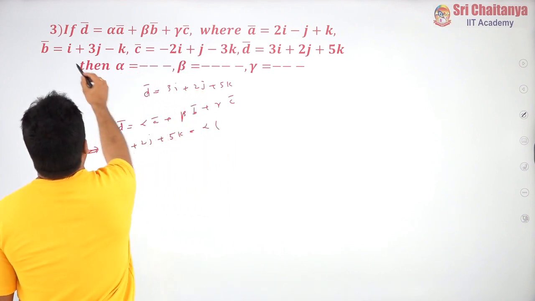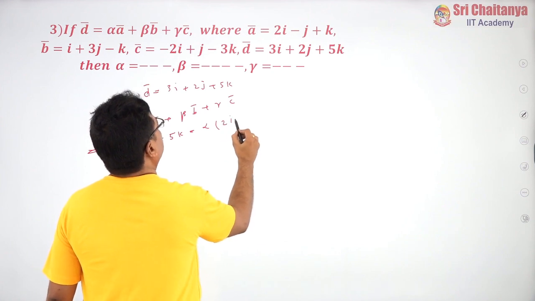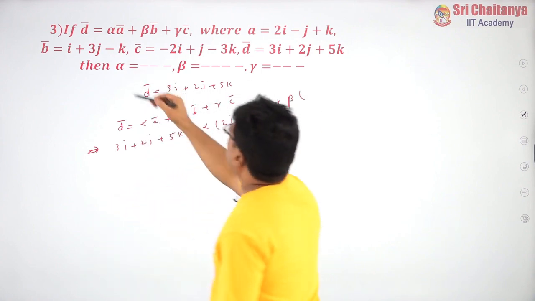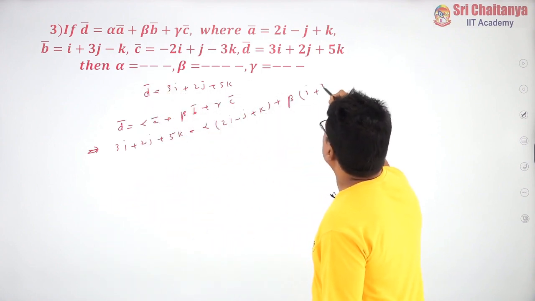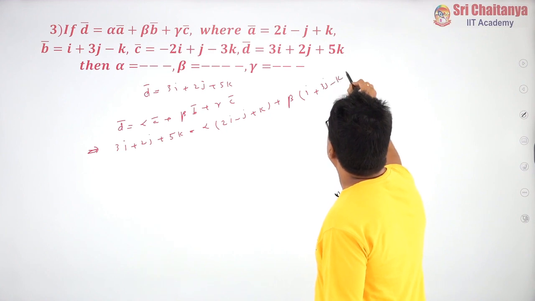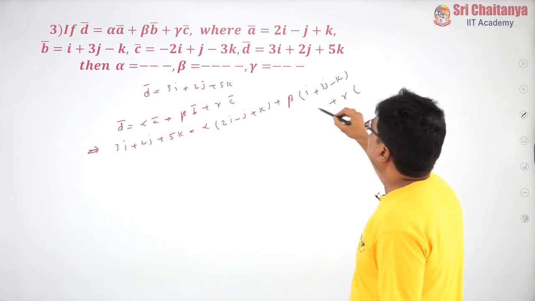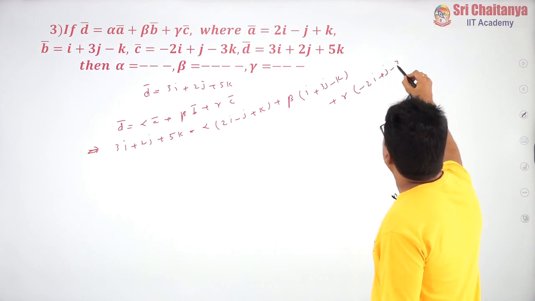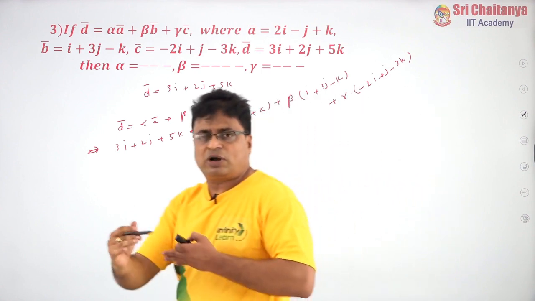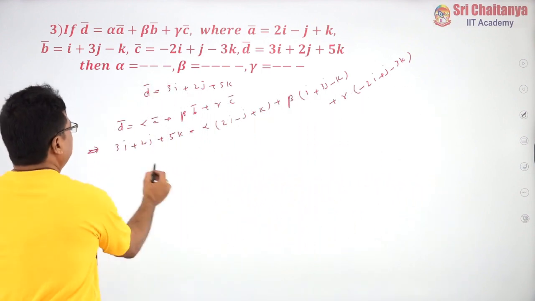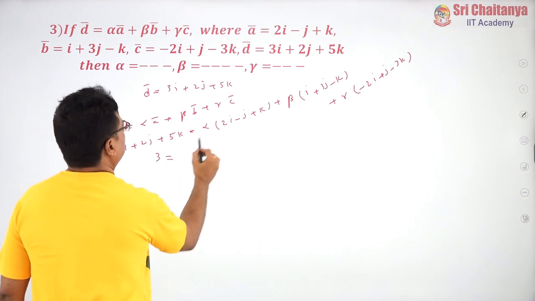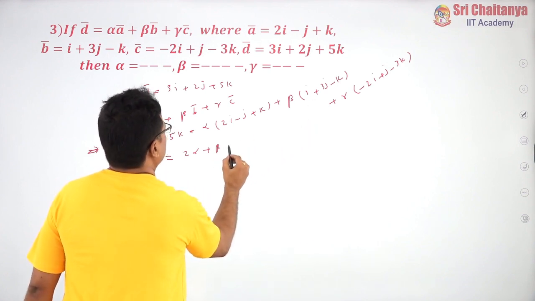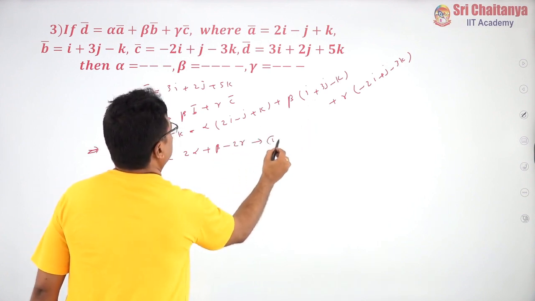My A bar is 2i minus j plus k plus beta into what is my B bar? I plus 3j minus k plus gamma into what is my C bar? Minus 2i plus j minus 3k. Now compare the i, j, k coefficients on both sides. Here 3 equals 2 alpha plus beta and minus 2 gamma. You call this equation number 1.